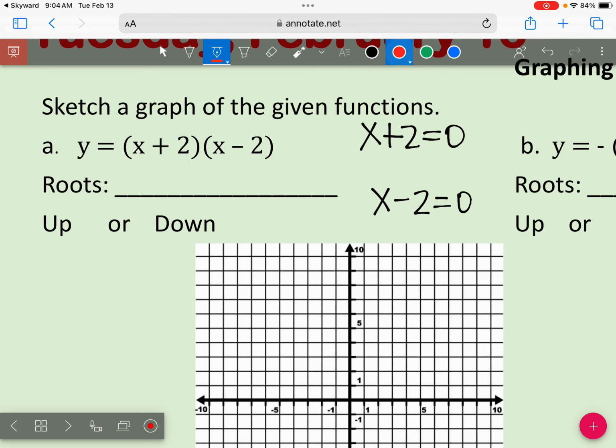So for the first one, you're going to subtract the 2. So you would get x equals -2. So that would be your first root. Remember, a root is the same thing as an x-intercept. And for your second one, how would you solve this equation? What would you do? Add 2. So you would get x equals +2. So those are your 2 solutions.